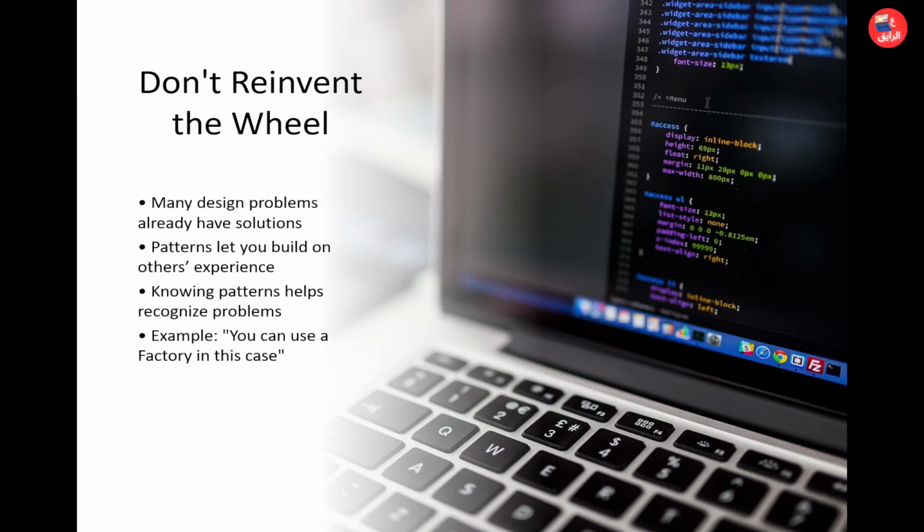Don't reinvent the wheel. Many design problems already have solutions, so take them and solve your problems. Patterns let you build on others' experience. Knowing patterns helps you recognize problems. For example, if your problem is solved by a factory, then in your case, use the factory pattern, and so on.